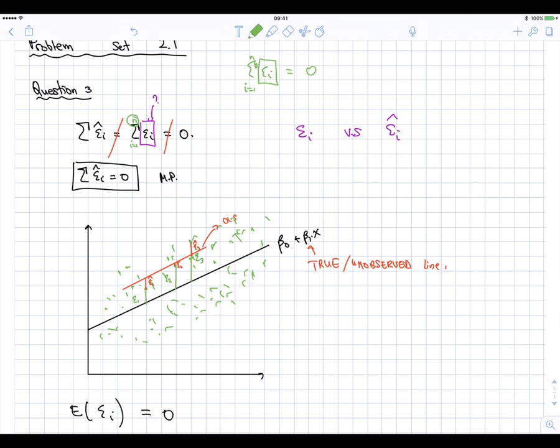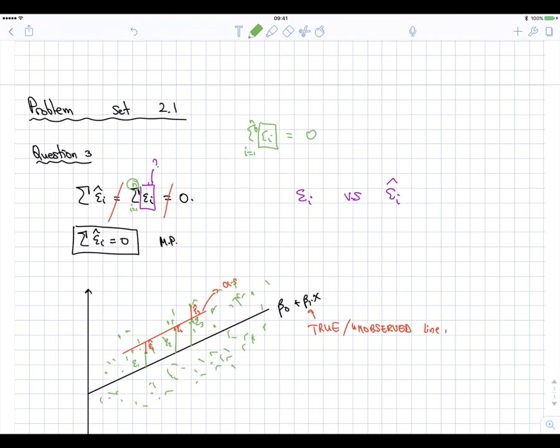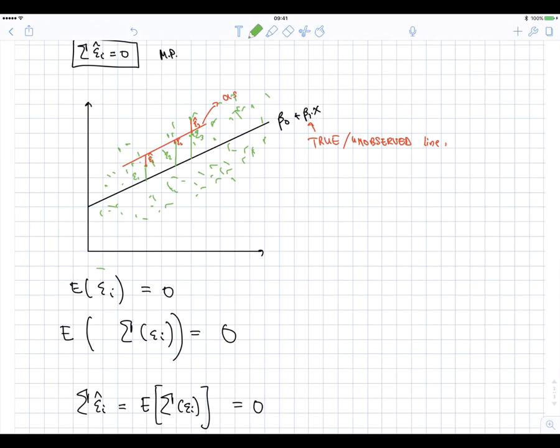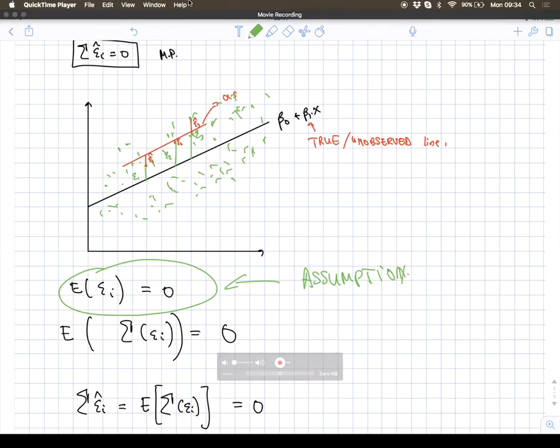Those are unobserved, okay? By assumption, and this is an assumption, when I say this is equal to 0, this is not always the case. It's just that we assume it to be. This is an assumption. Okay, so that's my discussion for question 3.